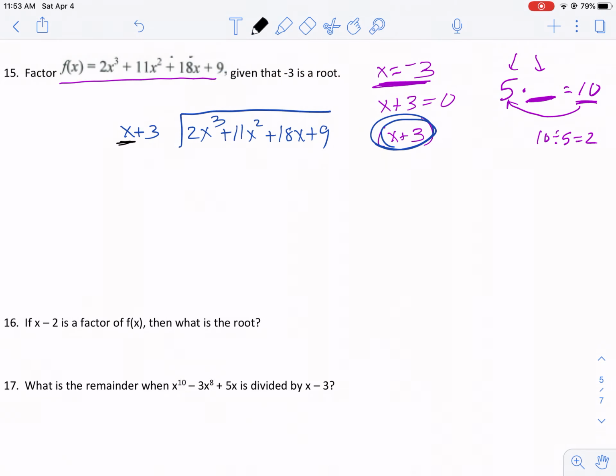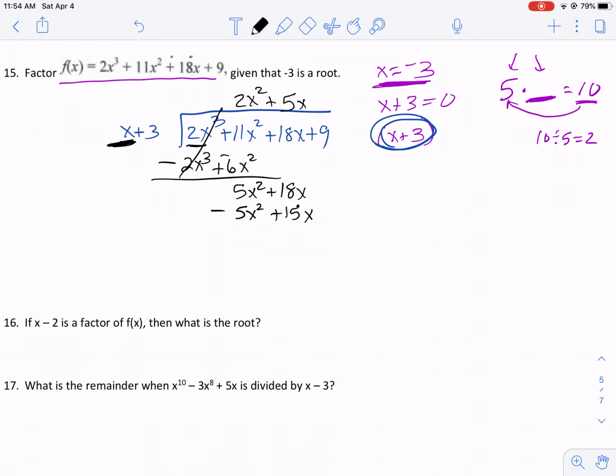Alright, so what do I multiply to x to get a 2x cubed? I multiply a 2x squared. So that's 2x cubed plus 6x squared. Change your signs for the subtraction piece. 5x squared plus 18x. Excuse me. What do I multiply to x to get 5x squared? I multiply a 5x. So 5x squared plus 15x. Change the signs. That gives us 3x plus 9.